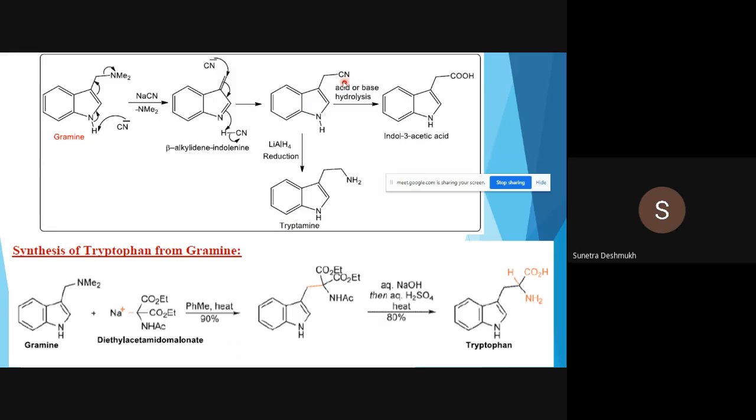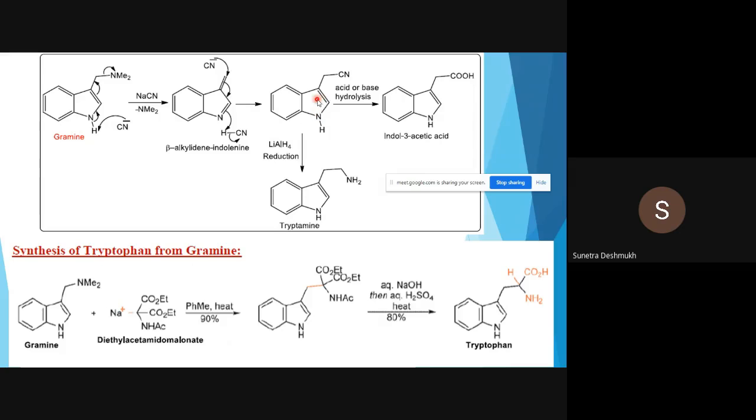Once the cyanide group is attached over here, on acid or base hydrolysis the cyanide group is converted into COOH, so you can get indole-3-acetic acid. This is also very important, indole-3-acetic acid. I think it acts as a pesticide or insecticide, or maybe something different, but in the agricultural field we can use this indole-3-acetic acid.